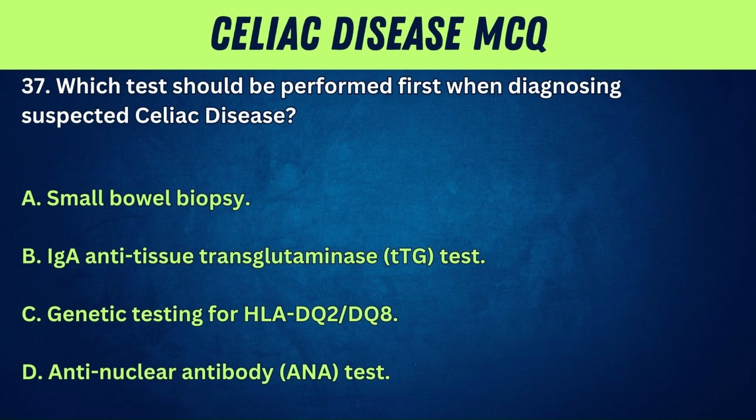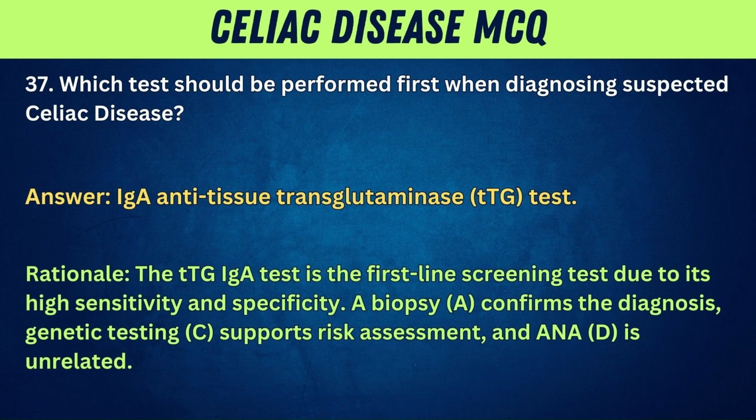37. Which test should be performed first when diagnosing suspected celiac disease? A. Small bowel biopsy. B. IgA anti-tissue transglutaminase (TTG) test. C. Genetic testing for HLA DQ2/DQ8. D. Anti-nuclear antibody ANA test. Answer: IgA anti-tissue transglutaminase (TTG) test. Rationale: the TTG-IgA test is the first-line screening test due to its high sensitivity and specificity. A biopsy, A, confirms the diagnosis, genetic testing, C, supports risk assessment, and ANA, D, is unrelated.